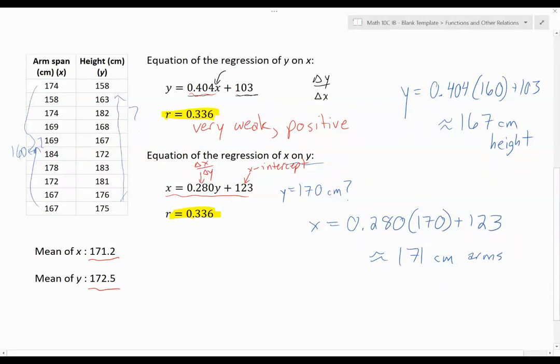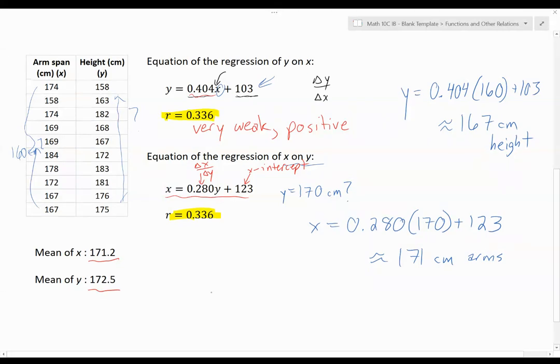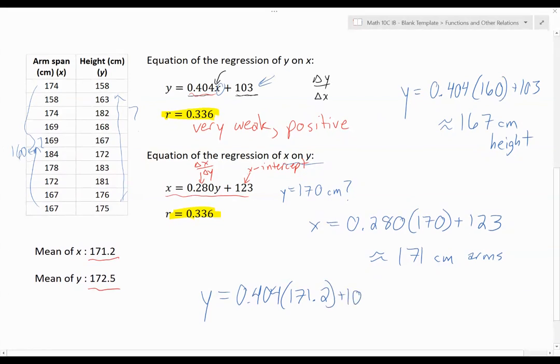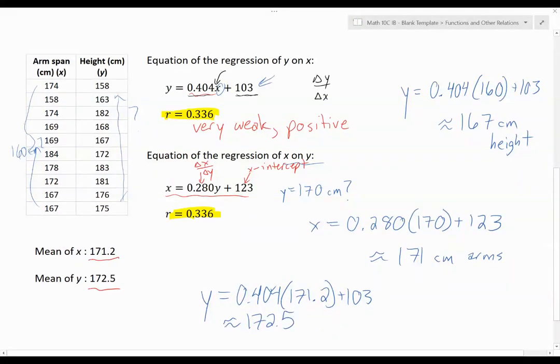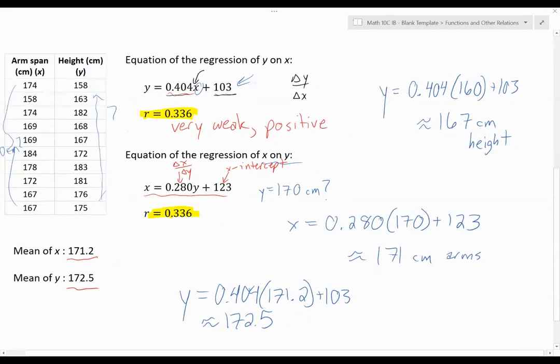And the mean values of these are found in both equations. So I will note these equations are not just rearrangements of each other. If I rearrange this first equation to isolate x, I am not going to get the second equation because they are calculated differently. They're using different measures. They're trying to minimize different error. However, if I substitute into the first equation, 0.404 times 171.2. Now the 0.404 and the 103 are rounded values from what I got using technology, but I would get approximately 172.5. And certainly if I used the unrounded values from my calculator, that's exactly what I would get.